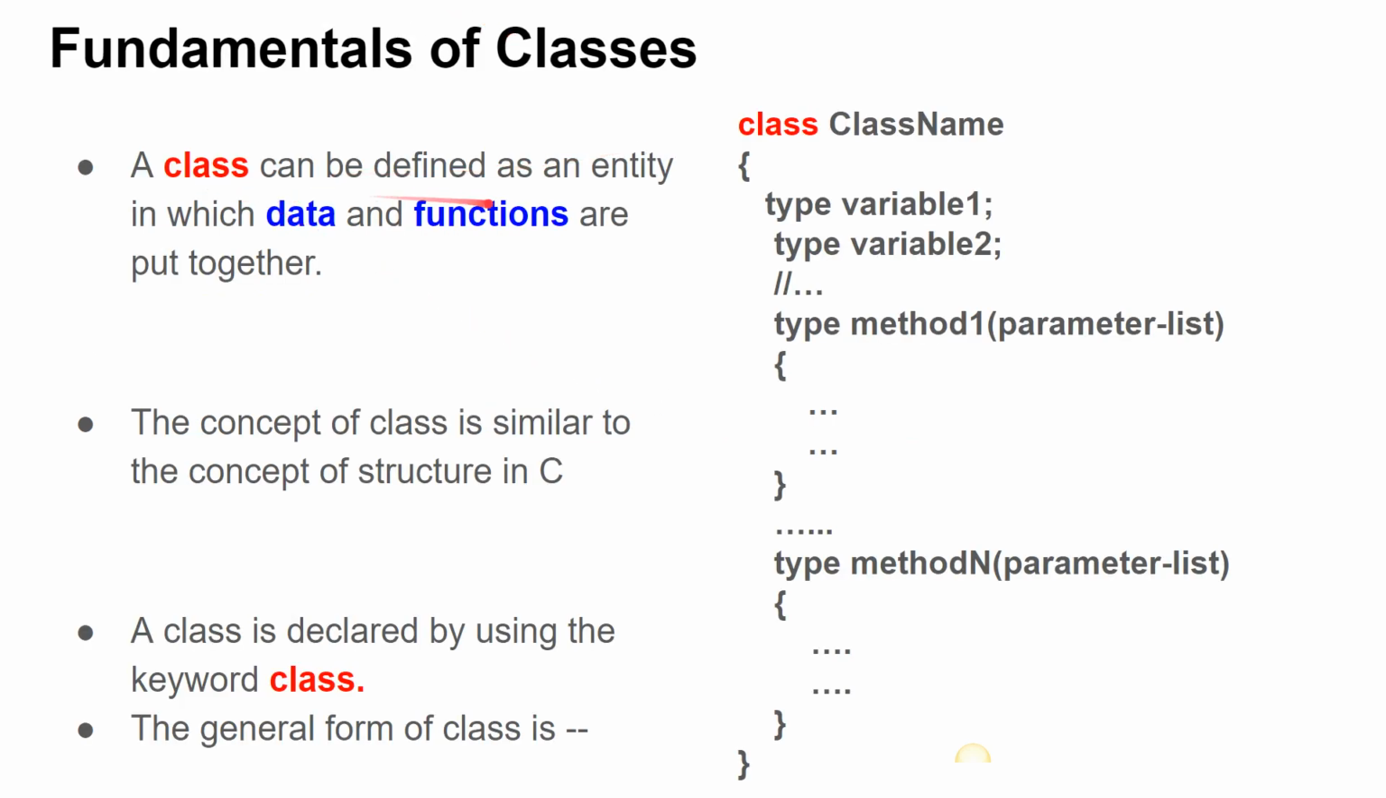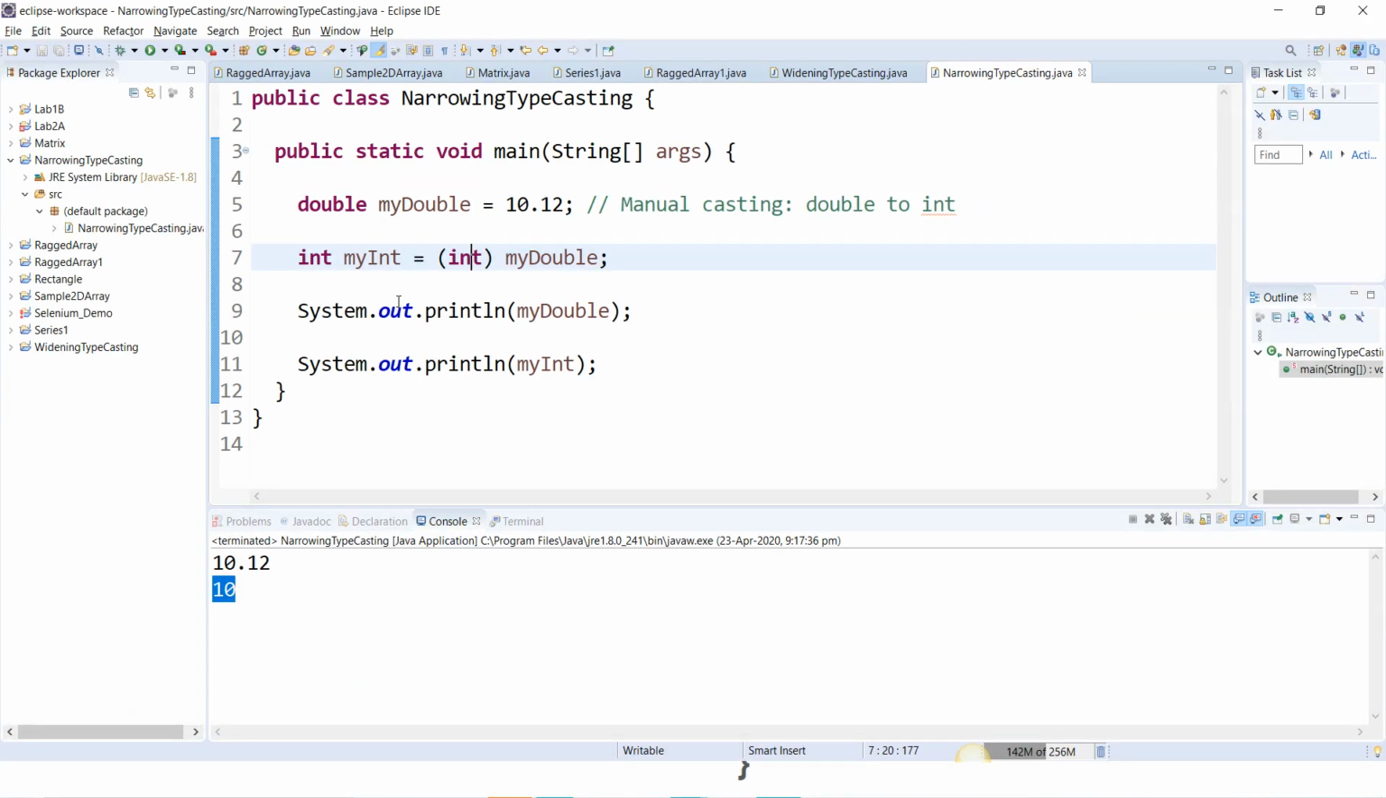A class can be defined as an entity in which data and functions are put together. So this is the definition of class, right? Data and functions are put together. So first, let me take an example.